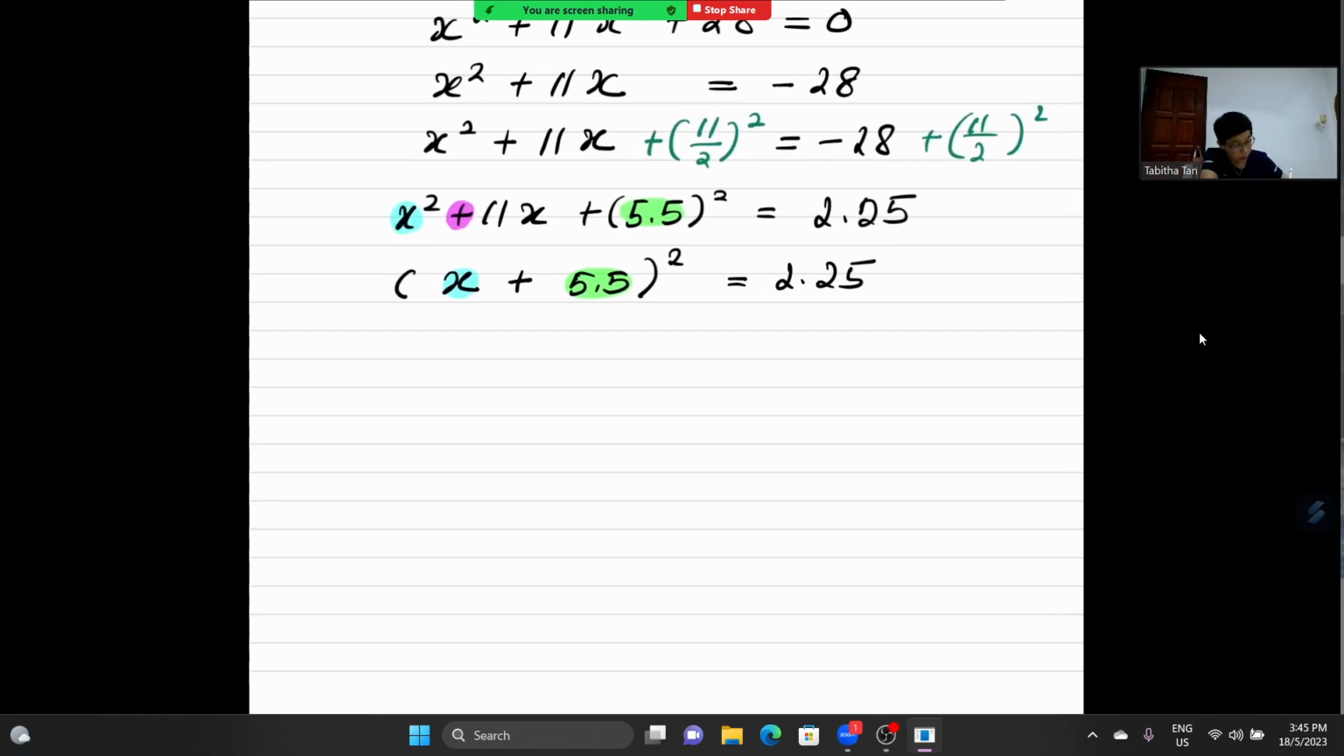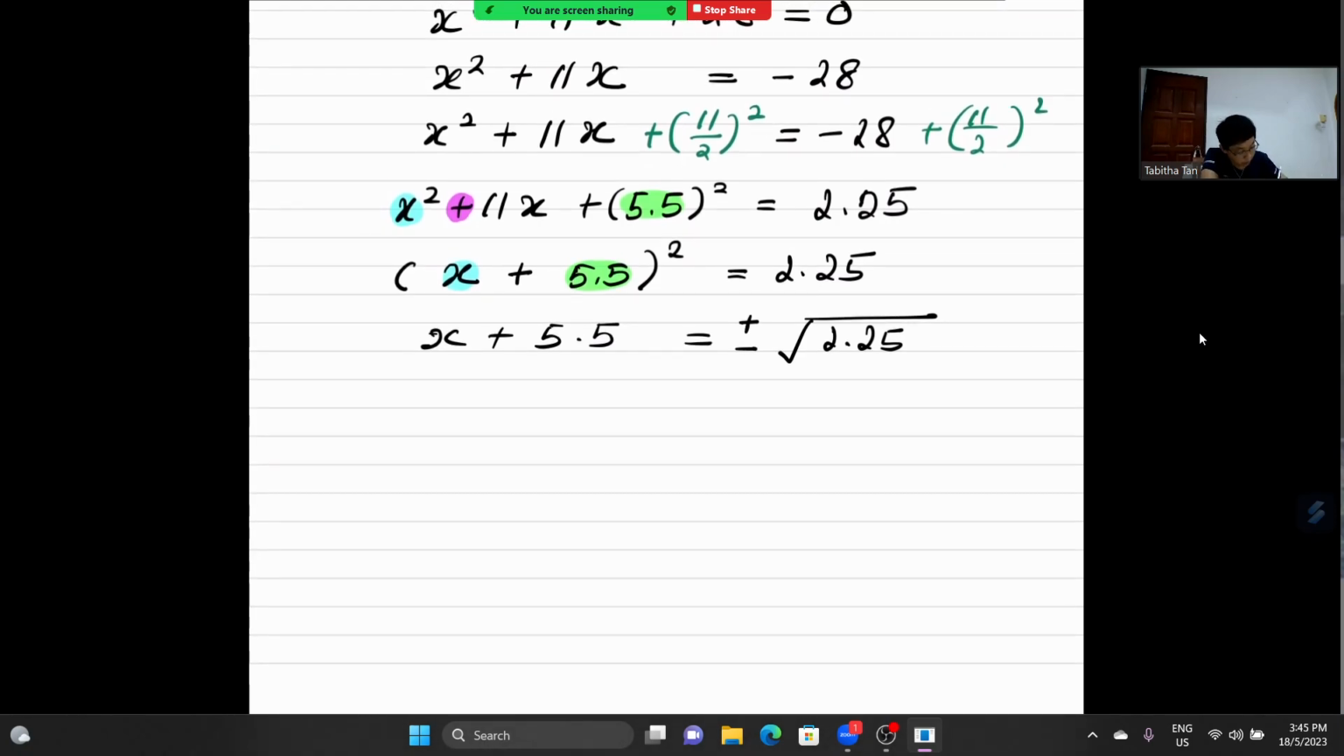Then now we're going to square root both sides to get rid of the square. So that's what we're going to do. x plus 5.5, now you get the square root of 2.25. And knowing that this could be a positive and a negative answer, with that we're going to get x plus 5.5 equals plus minus 1.5.